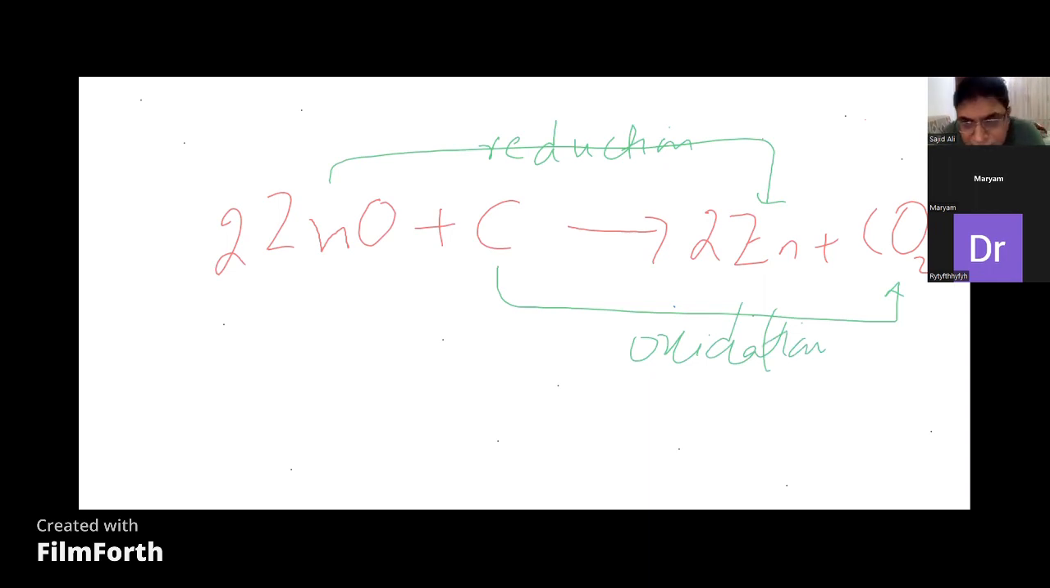Zinc oxide has been reduced by the loss of oxygen, whereas carbon has been oxidized by the gain of oxygen. So overall, it is a redox reaction. Abdullah, did you get this or not?